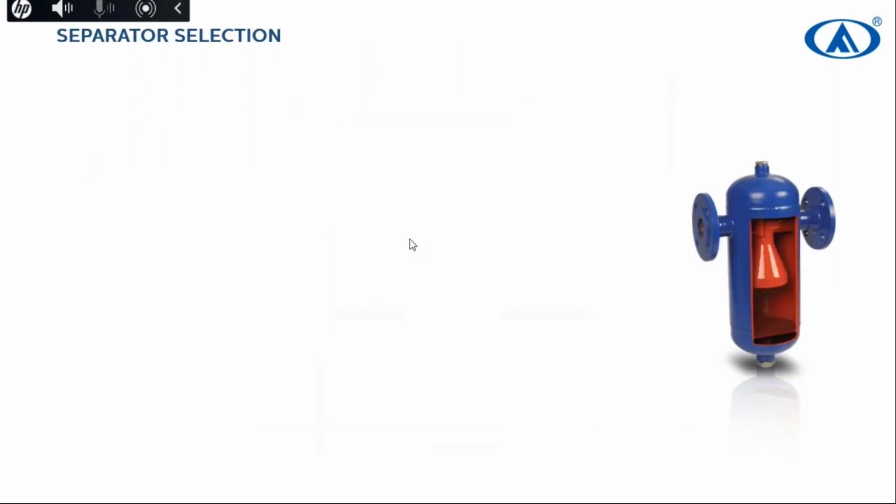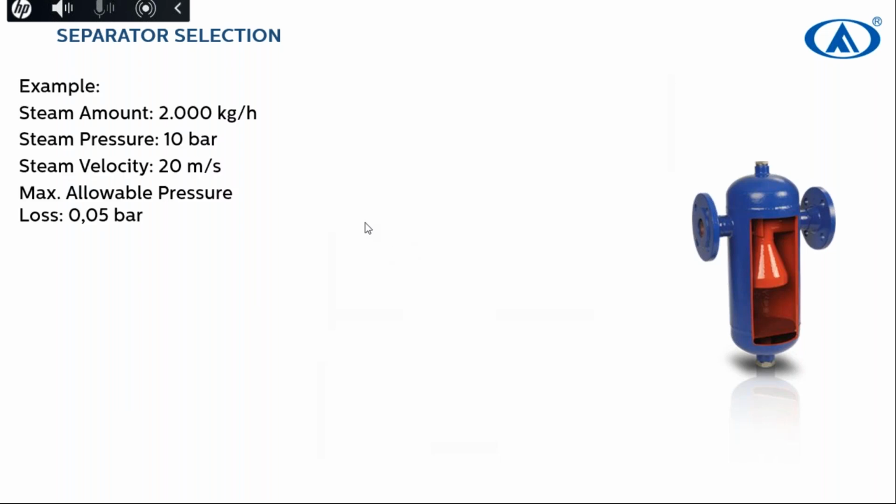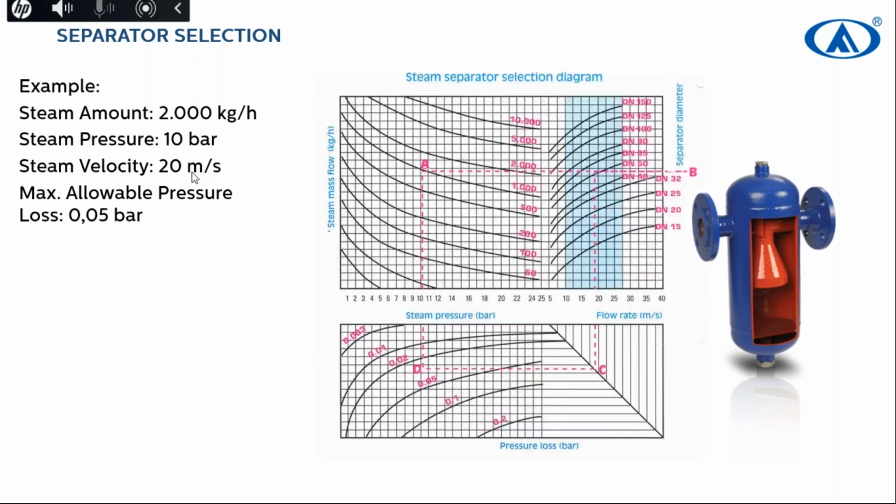Yes, this is a frequently asked question from my clients, and I want to add it to the webinar. Separator selection. For example, if the steam amount is 2 ton per hour, and the steam pressure is 10 bar, and the velocity of steam, as you know before, will be 20 meter per second. Let's check.